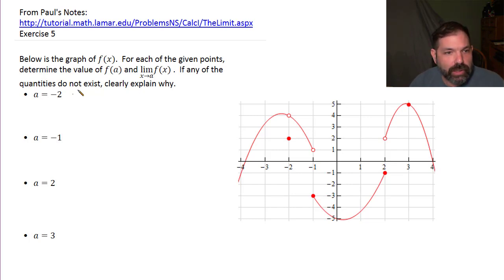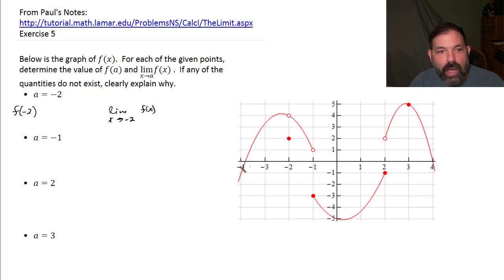All right, so let's take a look at this. If a is negative 2, we're asked two things. What's f of negative 2? And what's the limit as x approaches negative 2 of the function?